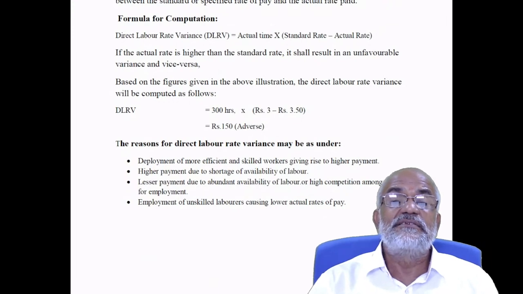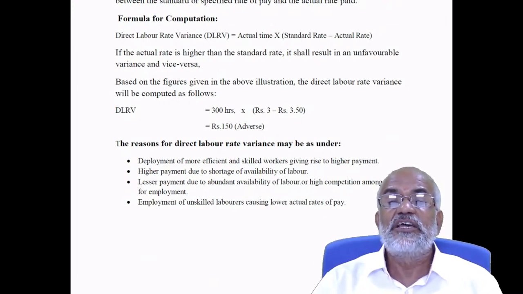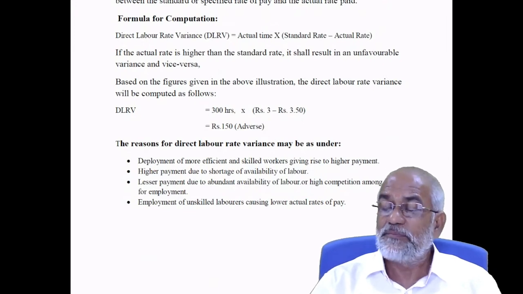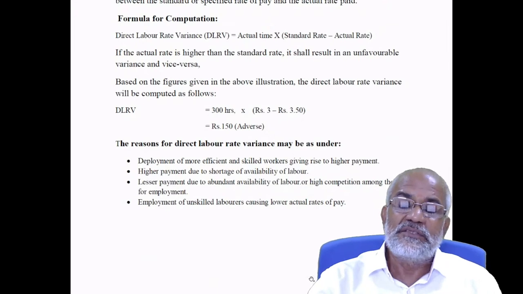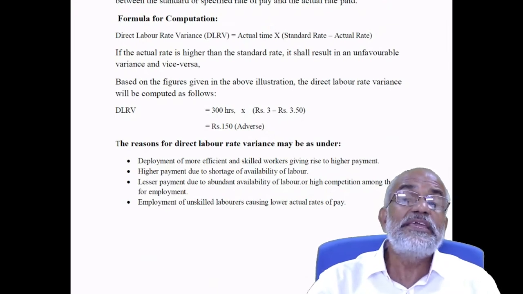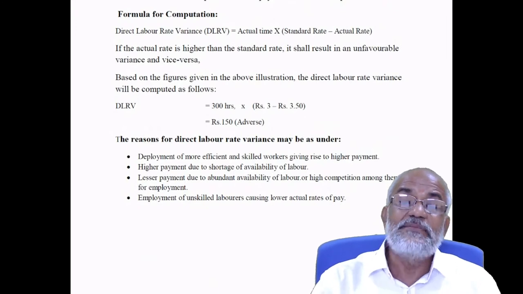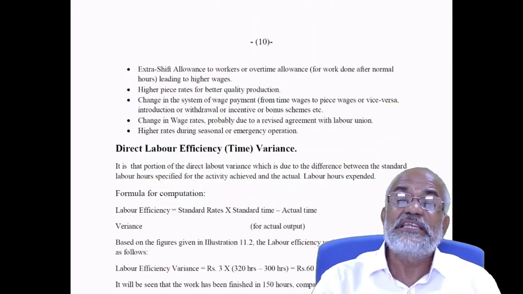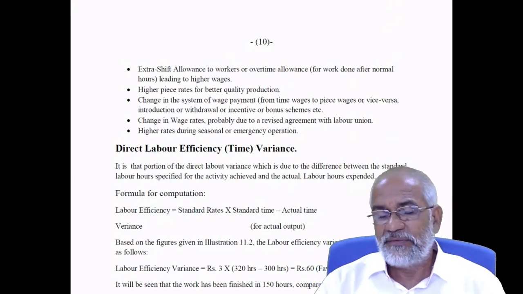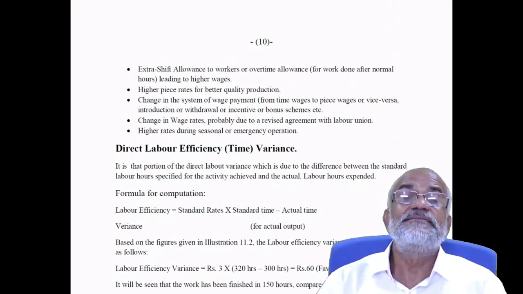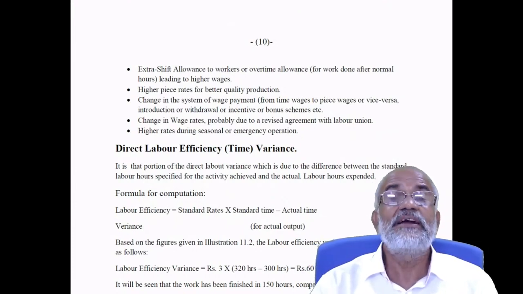The next reason is employment of unskilled laborers causing lower actual rate for pay. That means when you are engaging workers who do not have any experience, then what will happen? We can engage them, or we can do our work with lesser payment, and that will also result in a variation in the direct labor rate. So the variance will be calculated accordingly.